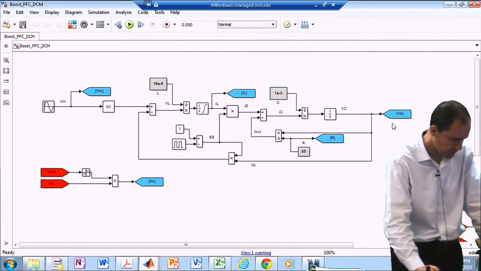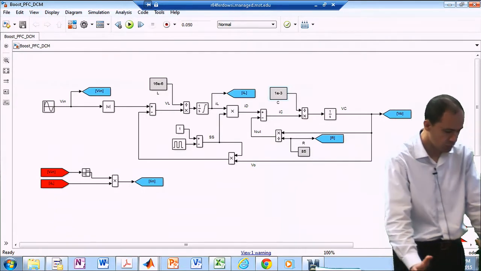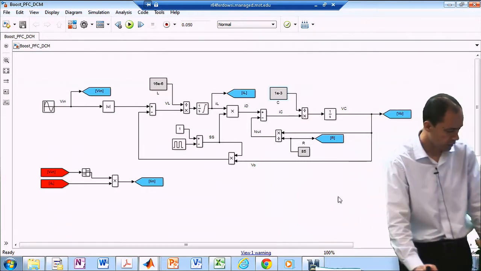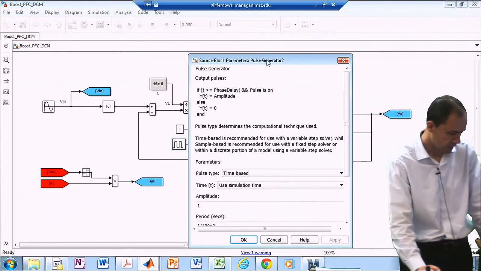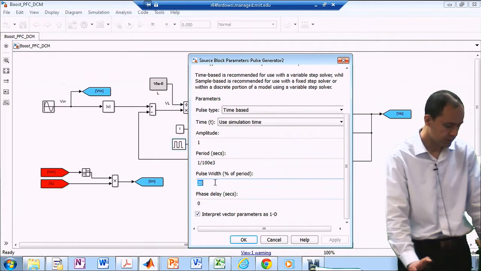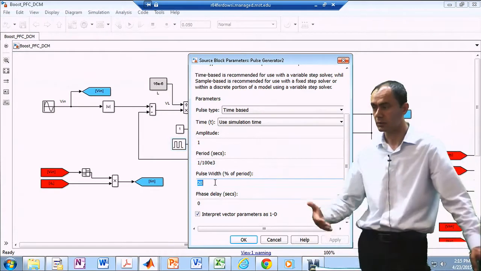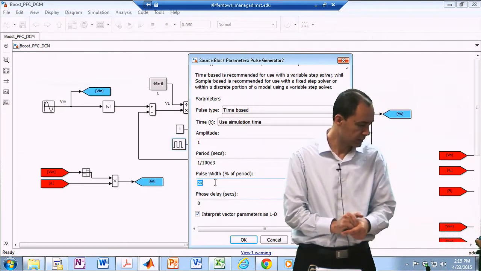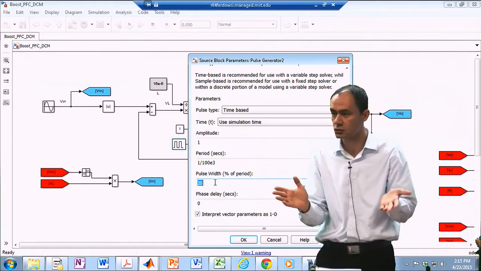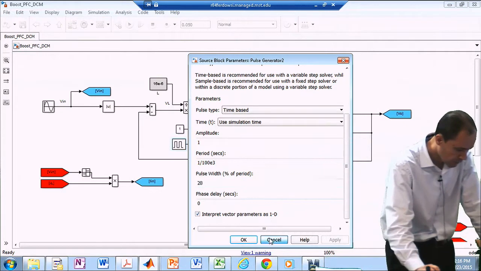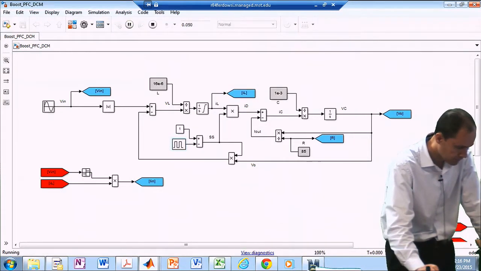So this is it. As far as the output voltage is concerned, there is no controller. I don't even have a closed-loop feedback. All I have is a switching frequency of 100 kilohertz and a pulse width of 28%. Like my T on is 28% of 10 microseconds, so 2.8 microseconds, something like that. So let me just run it.